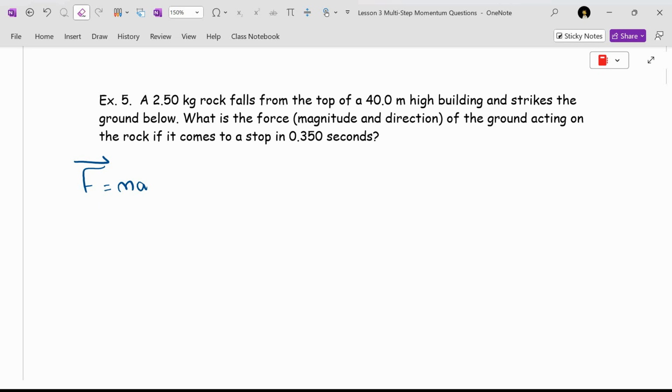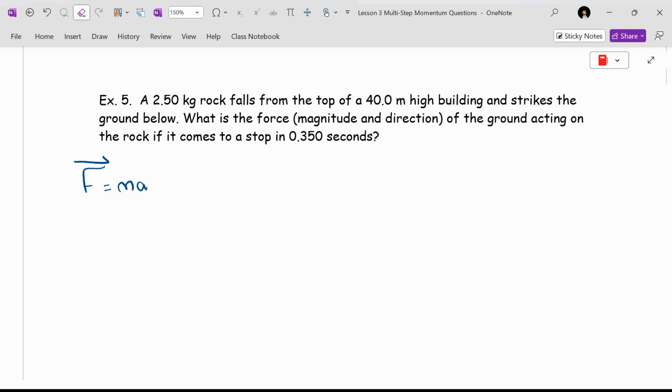Do I know M? Do I know A? Isn't it negative 9.8? No, that's while it's falling. That's not while the ground is bringing it to a stop. In fact, let's make some predictions, okay? When the rock hits the ground, be stupid obvious, which way is it traveling? When it hits the ground, does it speed up or slow down after it hits the ground?